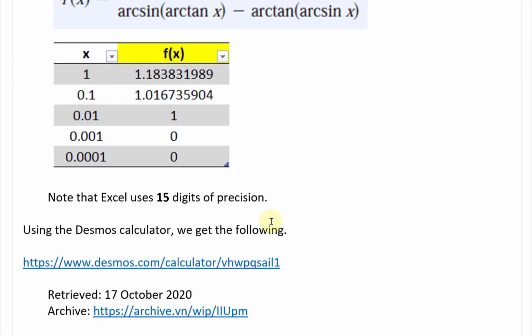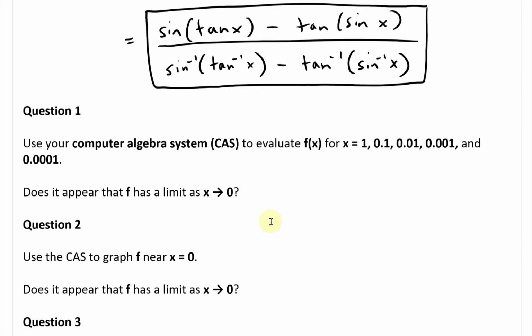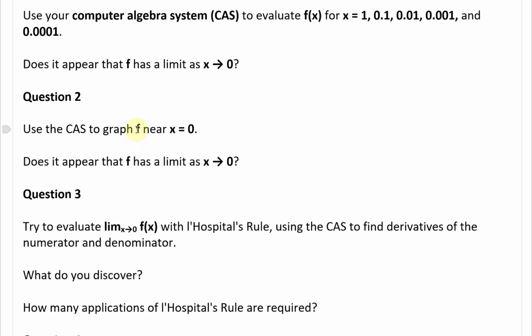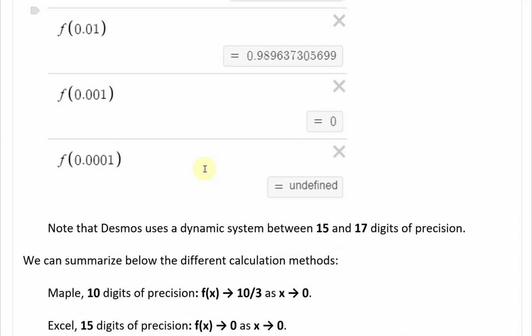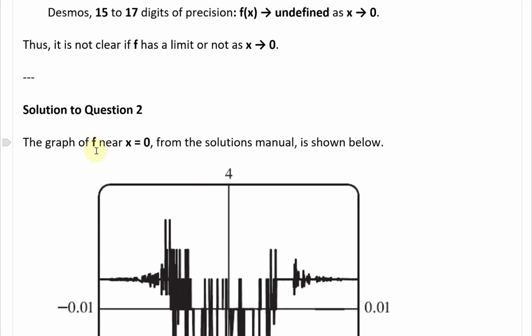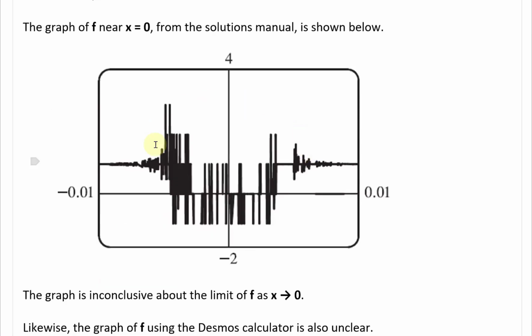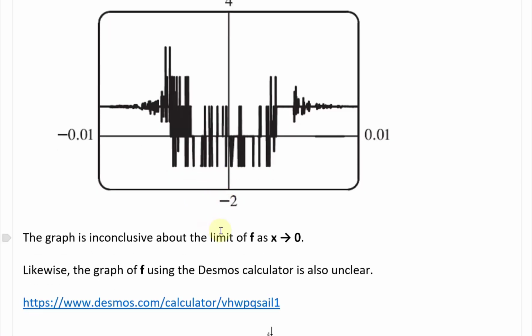Now let's look at question 2. Let's scroll up to question 2. Question 2 states, use the cast to graph f near x equals 0. Does it appear that f has a limit as x approaches 0? The solution to question 2 is the graph of f near x equals 0 from the solutions manual, shown below. It goes up and down, so it doesn't look like it has a limit. This is 0.01, and this is negative 0.01. So the graph is inconclusive about the limit of f as x approaches 0.